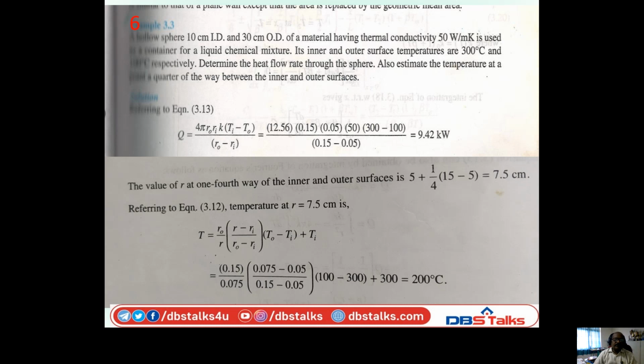And the second problem is asking to find out the temperature. Where is he asking to find the temperature? At 1/4 of the distance, that is, a quarter distance from the inner radius. So inner radius is 5, quarter distance is outer radius minus inner radius divided by 4, so the total is 7.5 centimeters. At a distance of 7.5 centimeters from the center, you have to find out the temperature.